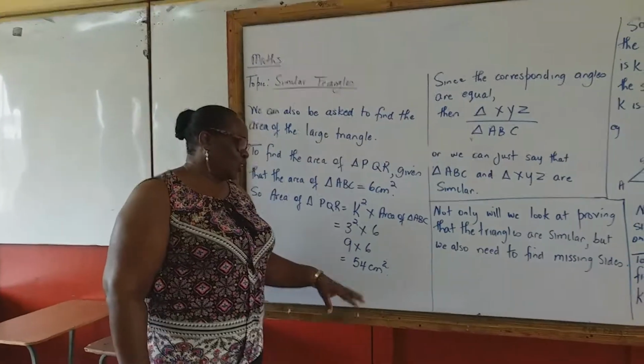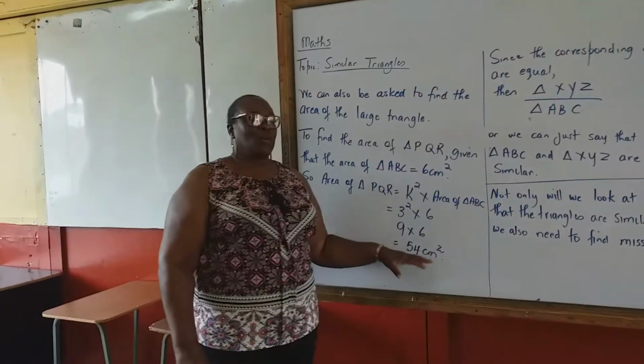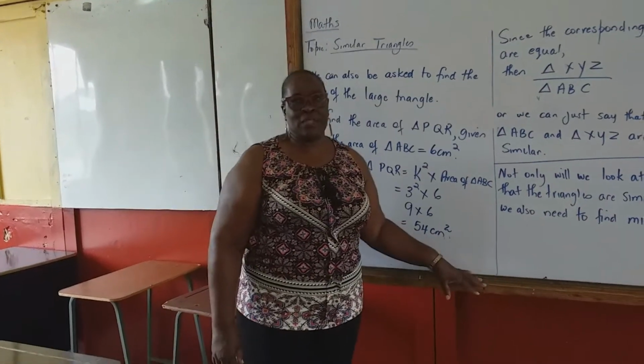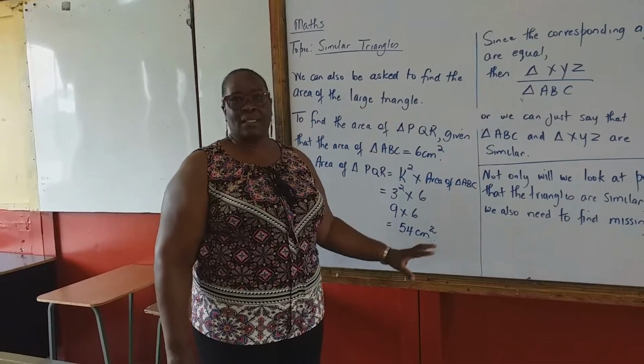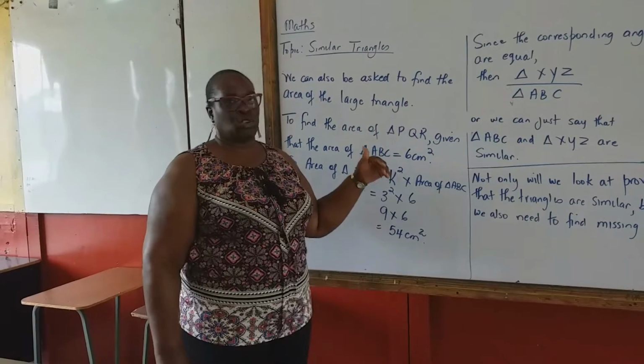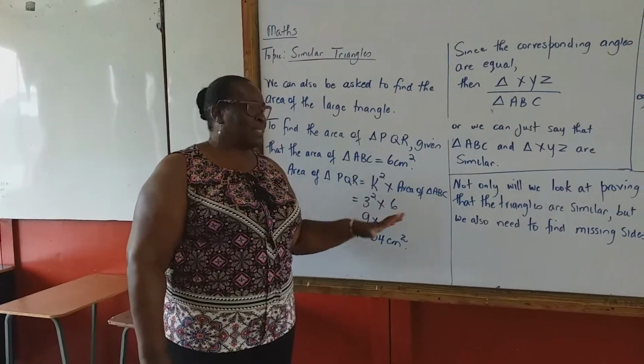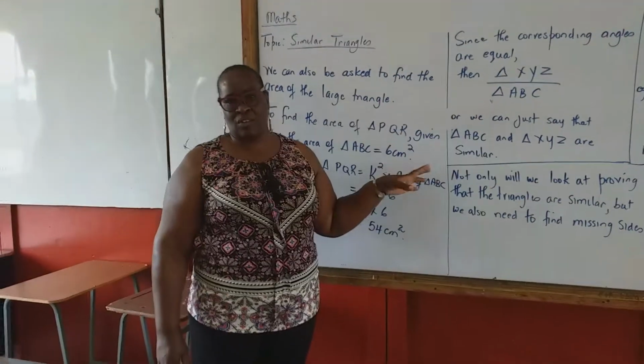So, okay students, that is it for today's video. Next class we will meet, we will look at some examples, working out how to prove that two triangles are similar, to find the missing sides, and also to find the area of the triangle.